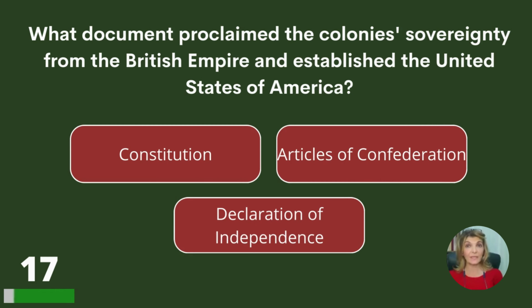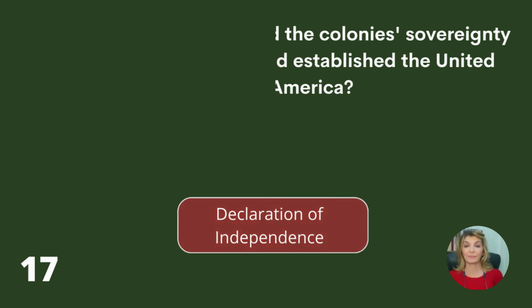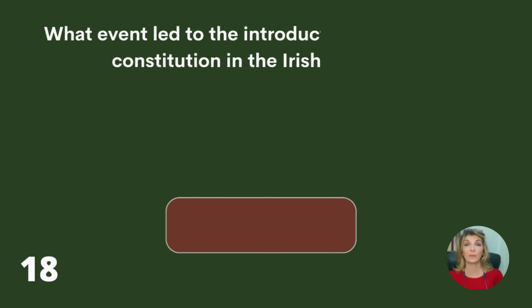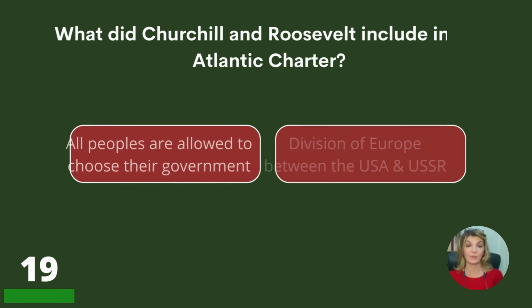What document proclaimed the colonies' sovereignty from the British Empire and established the United States of America? The Constitution, the Articles of Confederation, or the Declaration of Independence? The Declaration of Independence. What event led to the introduction of a republican constitution in the Irish Free State? The German invasion of Greece on 7th April 1941, the fall of France in June 1940, or the Irish Free State introduced a republican constitution? The Irish Free State introduced a republican constitution.